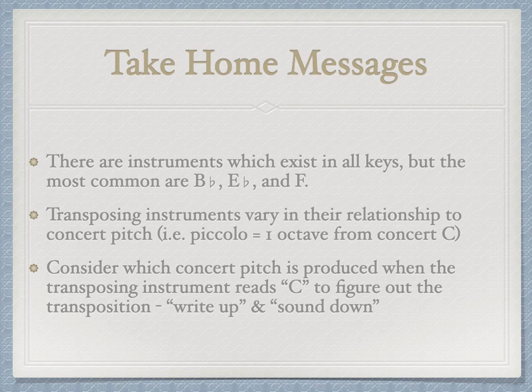Here's a recap of what we practiced. While there are many different transposing instruments, the common keys are B flat, E flat, and F. It's very important to note that every transposing instrument has a different relationship to concert pitch. So it's helpful to think about concert pitch and how it's created on the instrument when they read a C on their instrument. This way you can figure out the relationship and the interval needed for transposition, like a trumpet, which sounds like a B flat when they read a C.